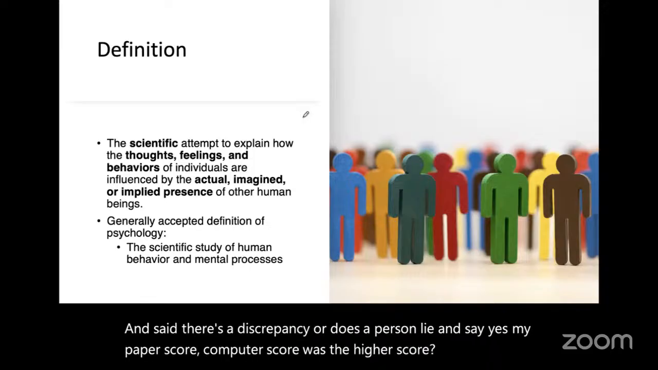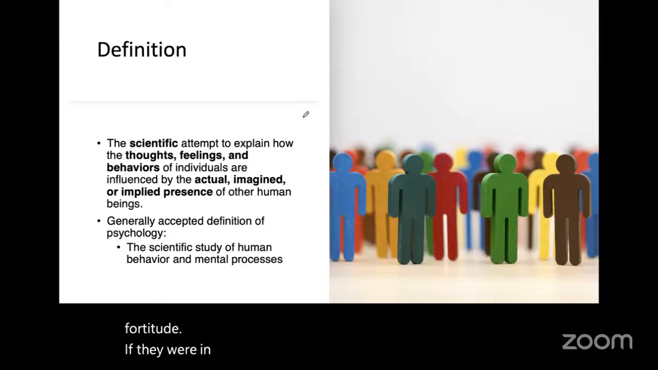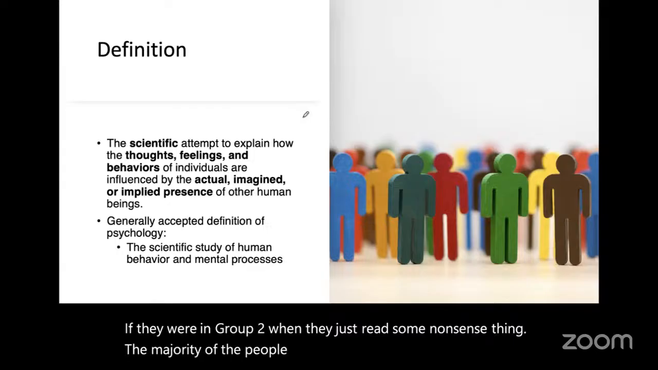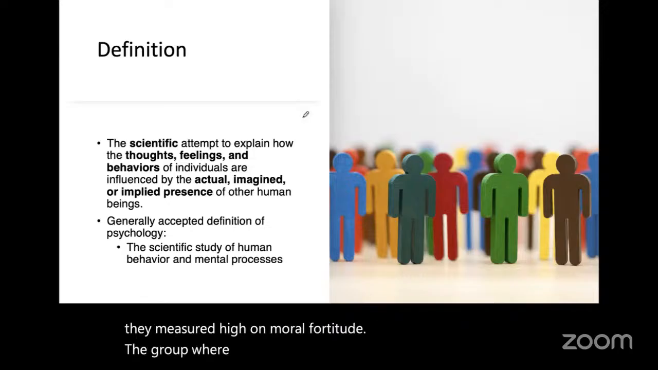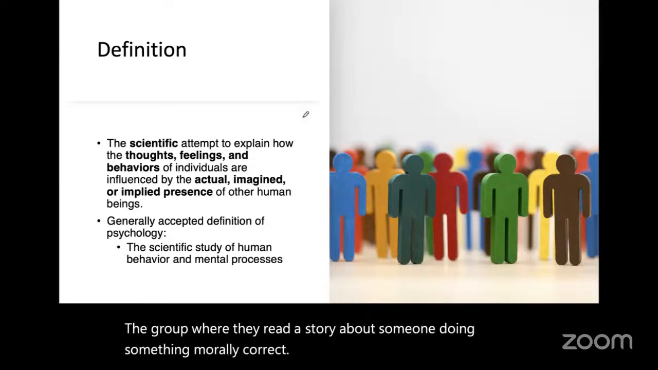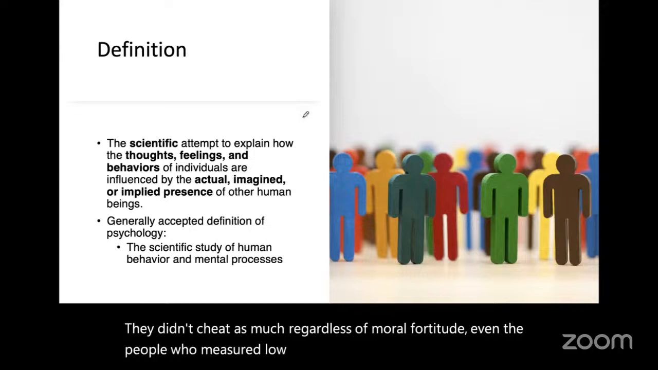In this situation, regardless of a person's moral fortitude, if they were in group two, when they just read some nonsense thing, the majority of the people cheated, whether they measured low or high on moral fortitude. The group where they read a story about someone doing something morally correct didn't cheat as much, regardless of moral fortitude. Even the people who measured low in moral fortitude didn't cheat.